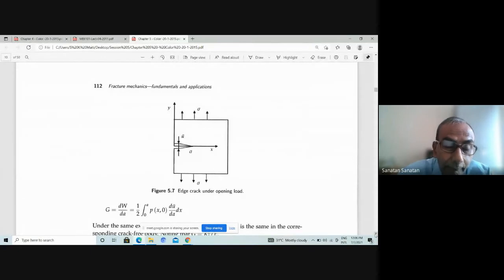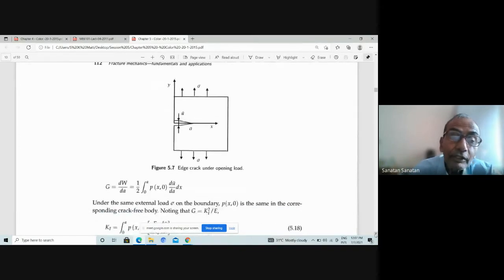That's the work done. But if I want to say the rate of work done per unit crack extension, then that is strain energy release rate, and it is going to be dW/dA. Therefore you get the integration: if you know the loading on the x-axis over the span, then this integration will give you the strain energy release rate, and strain energy release rate is related to K. Indeed, the relationship is K1 square by E, and therefore this work done evaluation will give you the evaluation for the SIF. So this is the Westergaard stress function, I'm sorry, weight function method.